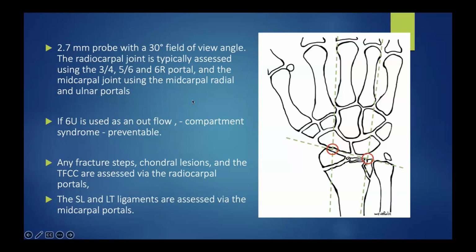What we generally use is a 2.7 mm scope with a 30-degree field of view angle, and the radiocarpal joint is usually assessed using the 3-4, 4-5, 6R and 6U portals, and the midcarpal joint using the midcarpal radial and ulnar portals. The midcarpal radial and ulnar portals are placed distal to the 3-4 and 6R portals, and medial to both of these portals. The 6U portal is used as an outflow to prevent any compartment syndrome. And the scapholunate and lunotriquetral ligaments are assessed via these midcarpal portals.